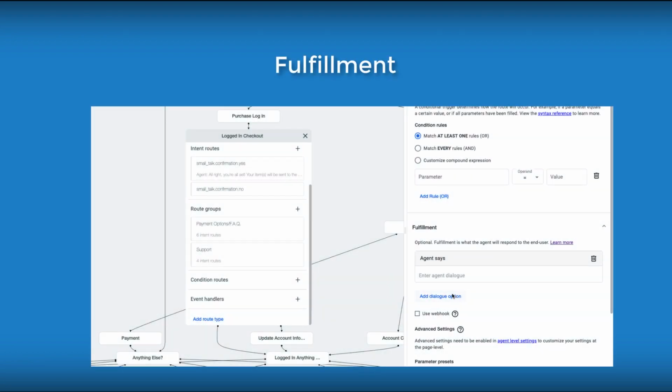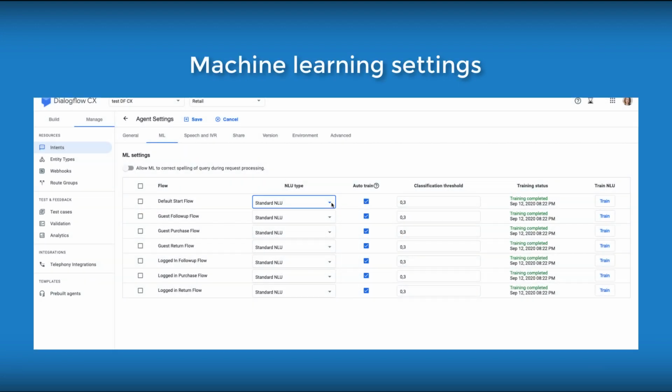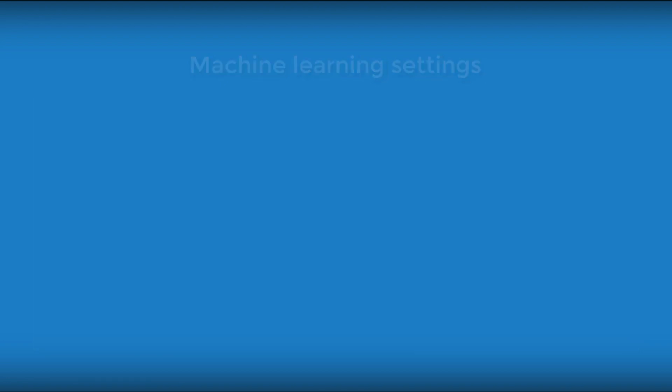Fulfillment is expanded. It no longer allows only the call of a webhook or a cloud function. In fact, it also allows you to send replies even in a queue and to modify the parameters of the conversation. Machine learning settings can be configured for each flow. For example, you can choose a standard or advanced type of NLU. The advanced one creates a more accurate model, but takes more time to train.